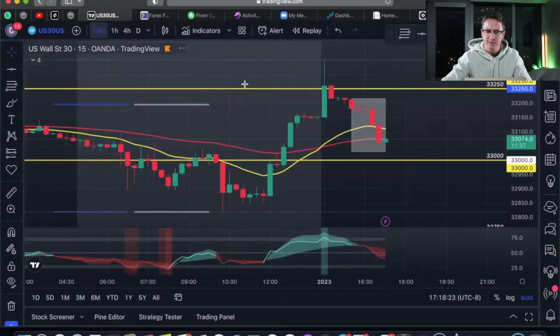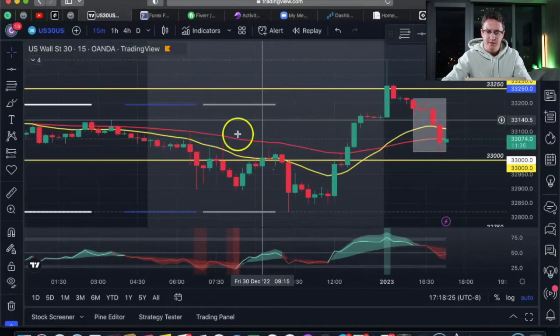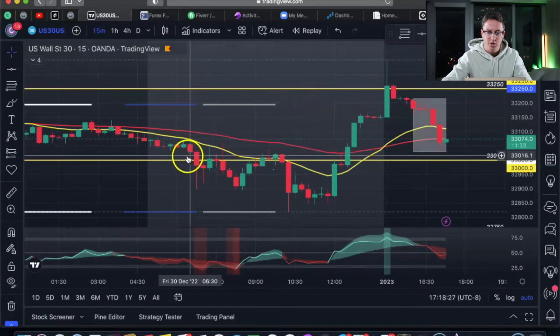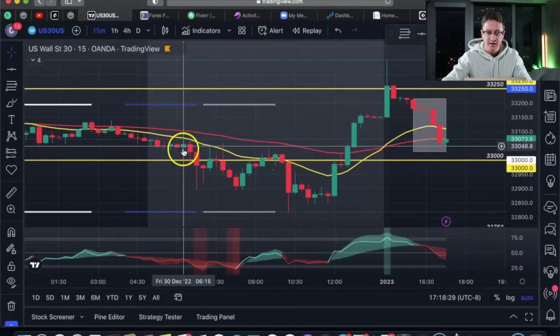I'm going to go to the minute 15 chart and we'll look at that. So the minute 15 time frame, I'm looking at the 615 to 630 candle right here. So this candle that says 615 opens at 615, closes at 630.